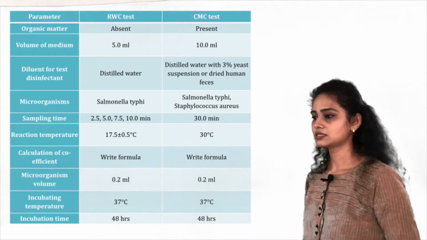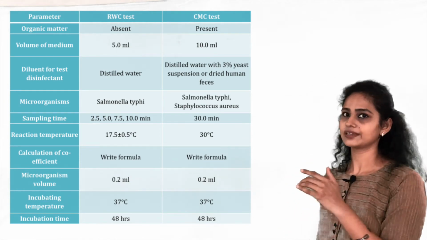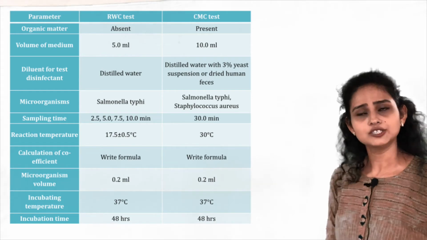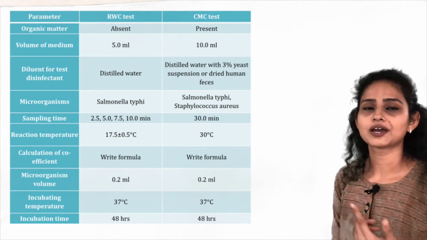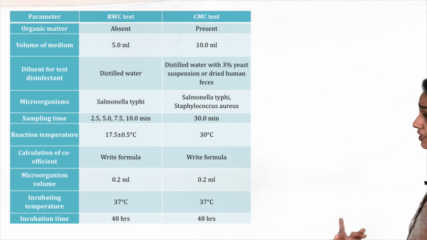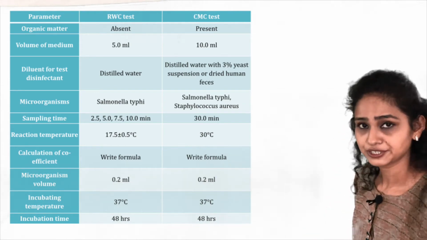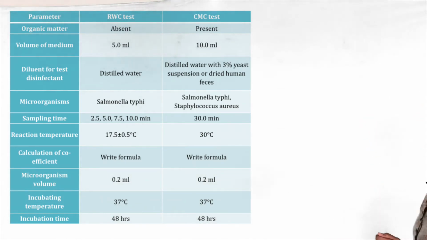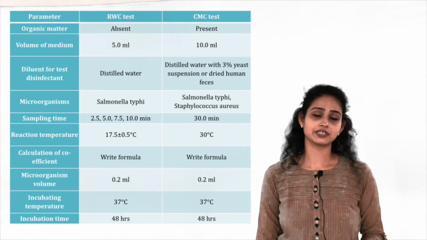The next is volume of microorganism. We are transferring every time 0.2 ml of culture or 0.2 ml of sample. Same is for the CMC. Here also we have to transfer 0.2 ml. Okay. Then last is incubation temperature, which is same, 37 degrees Celsius for both, and the incubation time is same again, 48 hours. Okay. So, this is the basic difference between RWC and CMC.